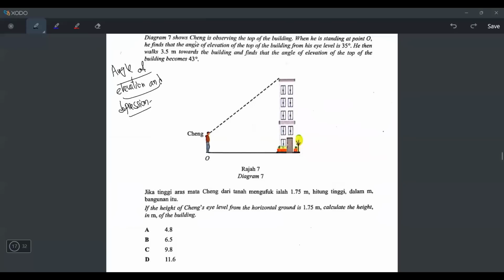So let's see. Diagram 7 shows Chang is observing the top of the building. So this is Chang, and he's observing the top of the building. His eyes are looking up there. When he is standing at point O, he finds that the angle of elevation of the top of the building from his eye level is 35.